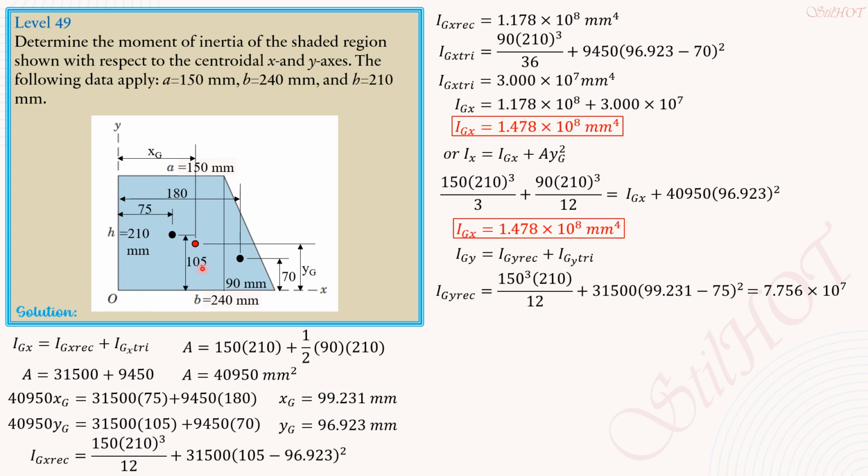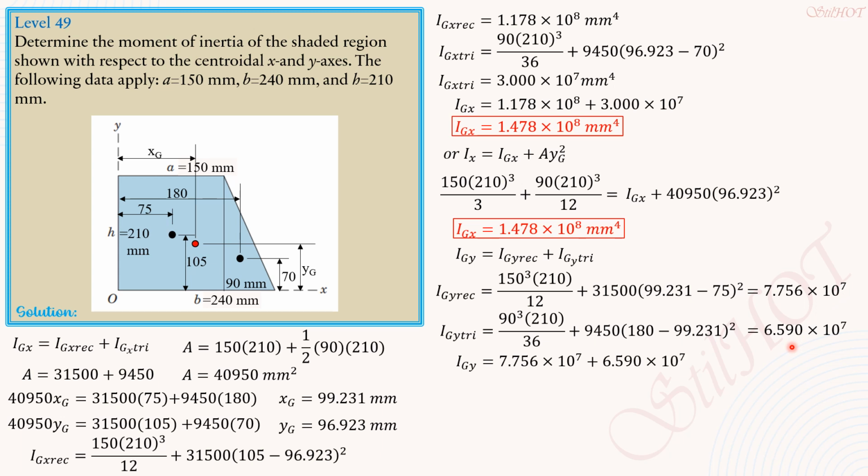IGY of the triangle is b cubed h over 36, 90 cubed times 210 over 36, plus area of the triangle 9,450 times the square of this distance, which is 180 minus xg, the distance between the centroidal y-axis of the triangle and the centroidal y-axis of the entire area. So 180 minus xg, quantity squared. IGY of the triangle therefore is 6.590 times 10 to the 7. So IGY is equal to 7.756 times 10 to the 7 plus 6.590 times 10 to the 7, which is equal to 1.45 times 10 to the 8 mm to the 4th.